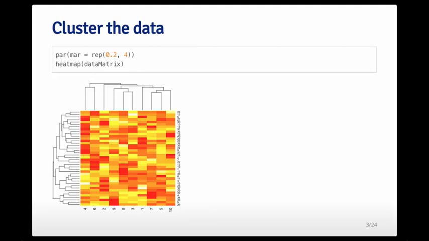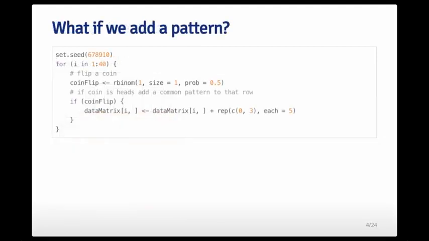That's fine. But now, what if we add a pattern to the data set? Let's try to add something, and I do it with this for loop here. I loop through all the rows, and on a random row, I flip a coin, and if it turns out to be a 1, I add a pattern, so that 5 of the columns have a mean of 0, and the other 5 have a mean of 3. So I just add a little shift across the columns.